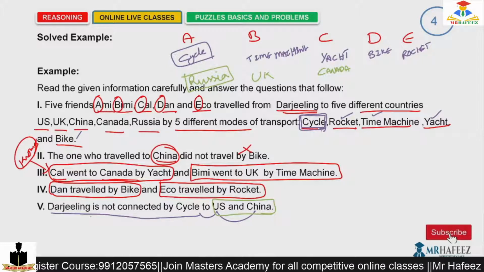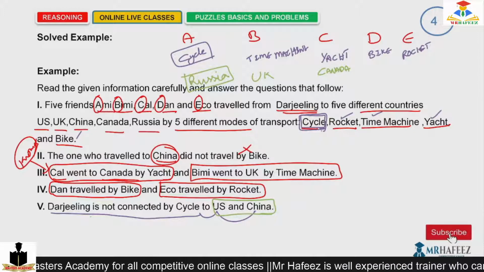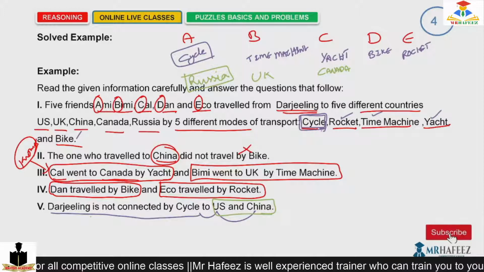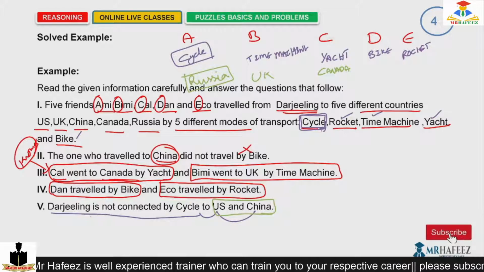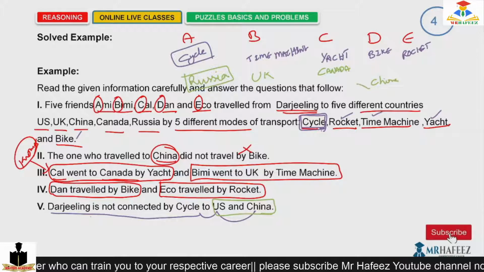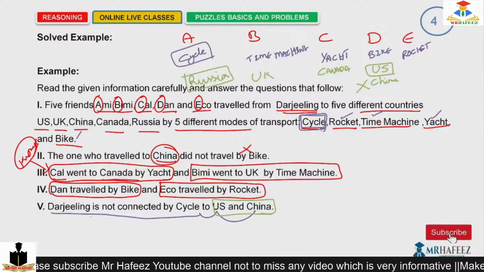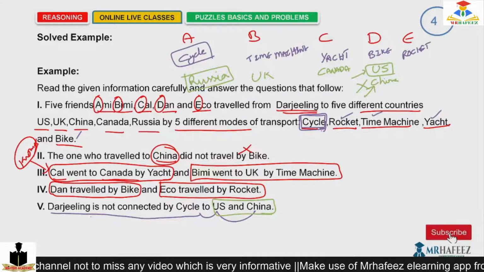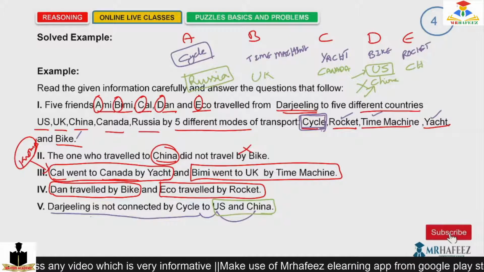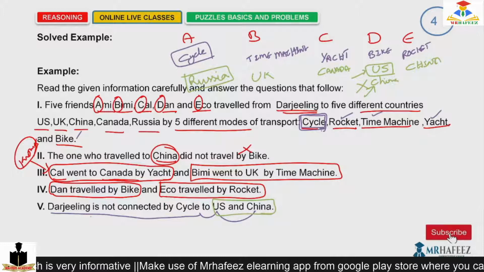So now US and China are there, and Dan traveled by bike. So Dan traveled by bike and Echo traveled by rocket. The one who traveled to China did not travel by bike. So there will be no China here. So other than China, what is there? So US. So I had taken a decision here. This is a negative statement about China, and based on that I had decided. So I had cleared everything.